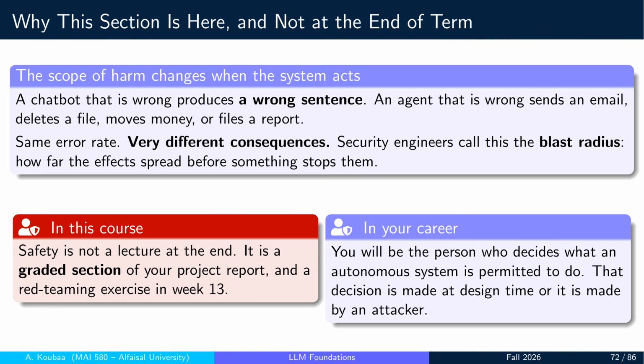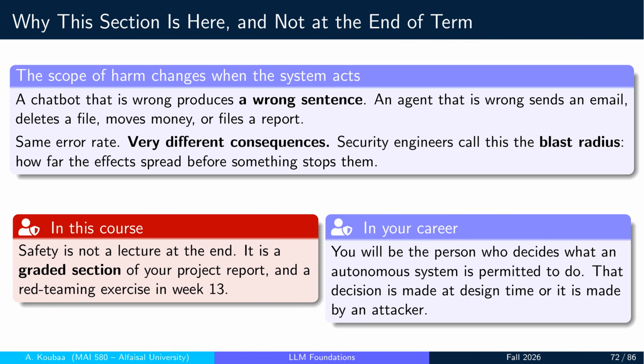Now, notice what did not change between the chatbot and the agent. The error rate. The model is equally wrong in both cases. What changed is the consequence. Security engineers call this the blast radius, how far the effects spread before something stops them.